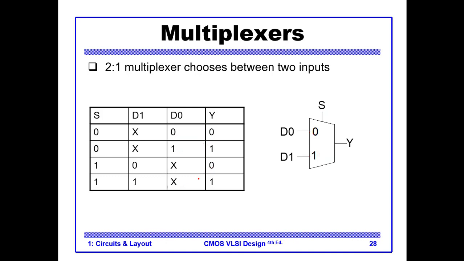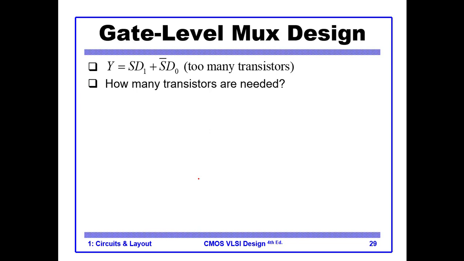How can we build this 2x1 multiplexer from transistors? This is the Boolean equation of a 2x1 mux. You can derive this equation from the truth table. So it is S D1 plus S bar D0. So how many transistors are needed for this circuit?